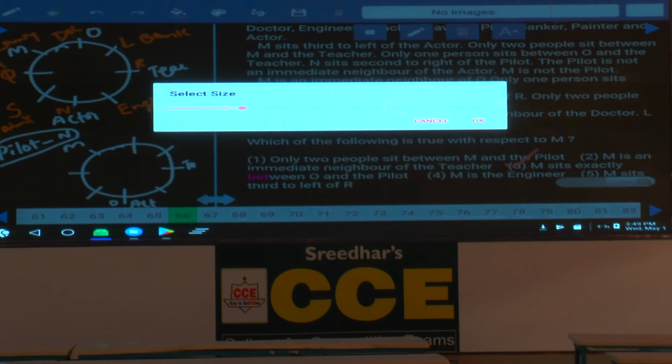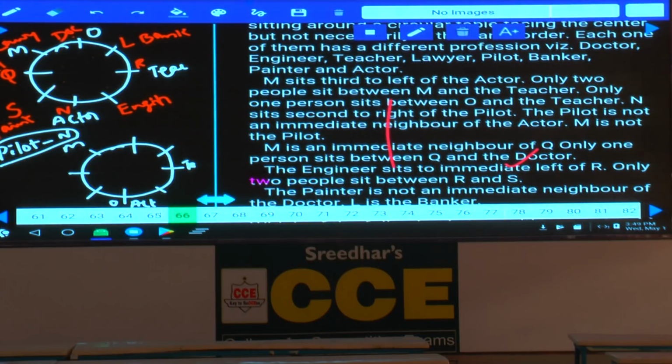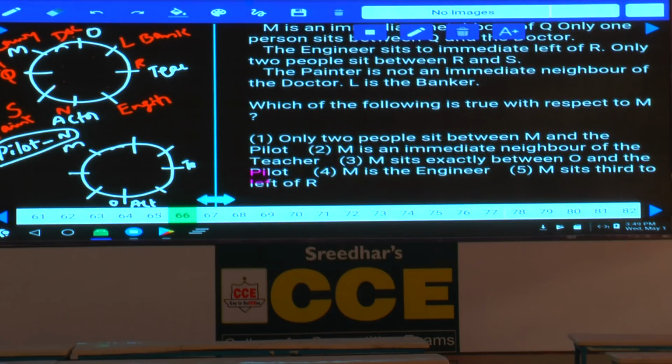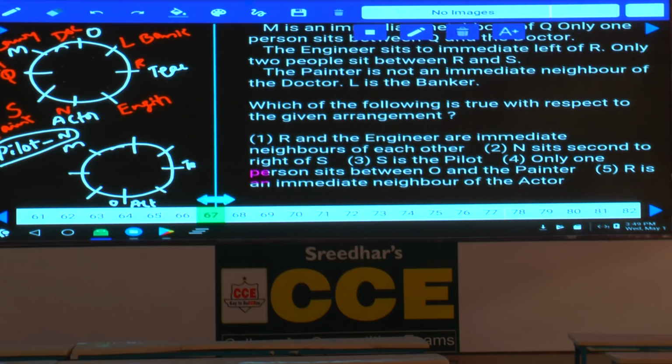Then coming to question number 67. Which of the following is true with respect to M? Only two people between M and the pilot. Two people between M and the pilot is false. Now which of the following is true with respect to the given arrangement? R and the engineer are immediate neighbors. That is definitely true. Choice 1.